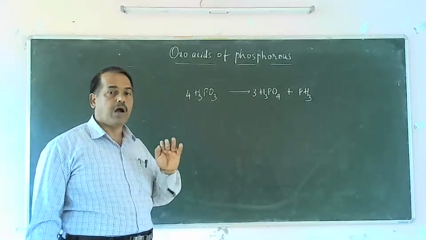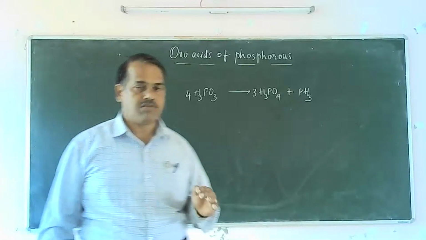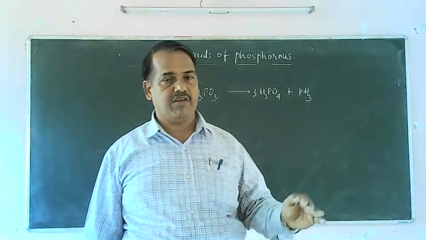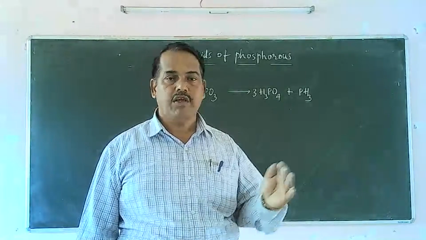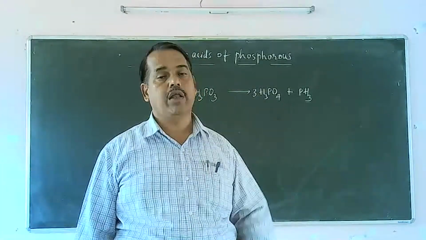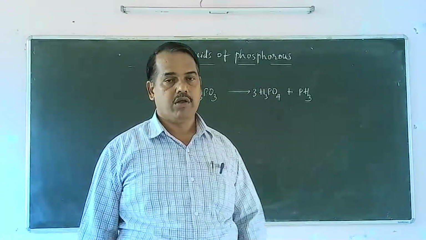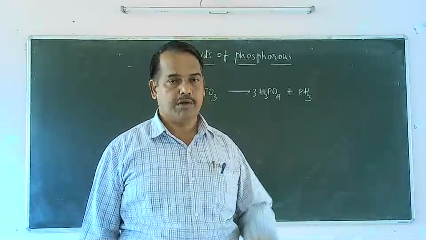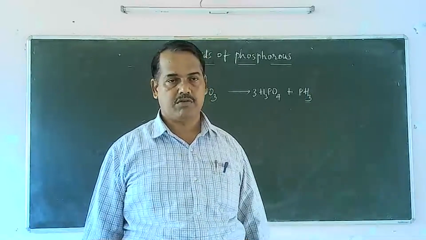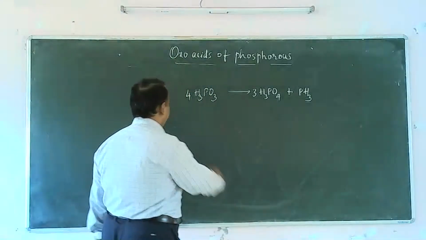See, you studied hypophosphorous acid. What is the formula for hypophosphorous acid? H3PO2. See, it can act as a good reducing agent. It can reduce silver nitrate into metallic silver. A particular example is there for your syllabus. So let us go for the reaction.